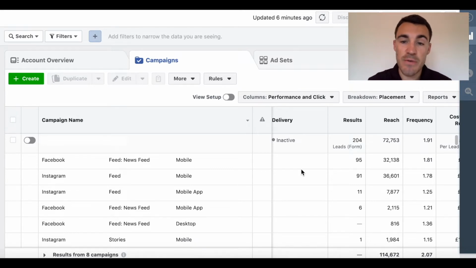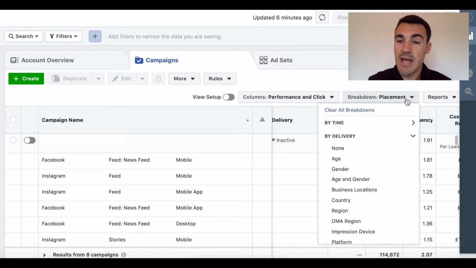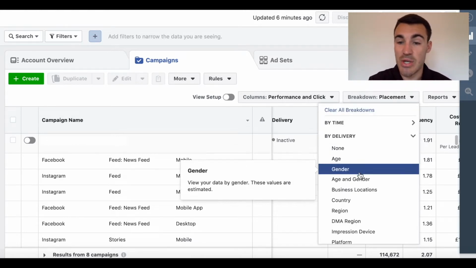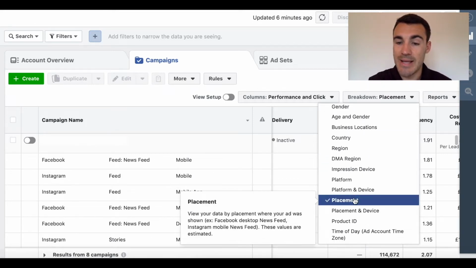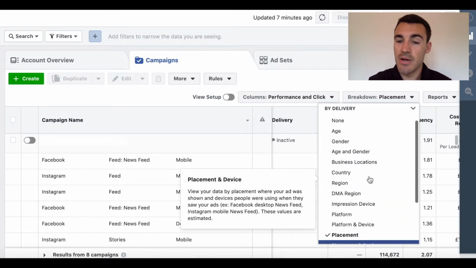So when you're inside your Facebook ad account, if you want to see the results that you got by placement, you can just come here where it says breakdown. You can click on this and you can actually take a look at a number of different sections. So you can have a look at your results by age, gender, etc. If you scroll down and go ahead and click placement, you can even do time of day, all sorts of things.